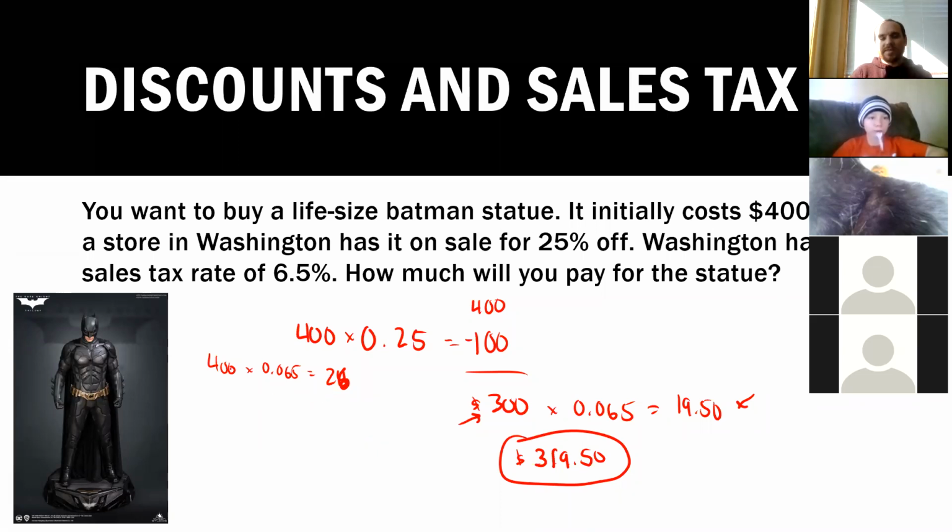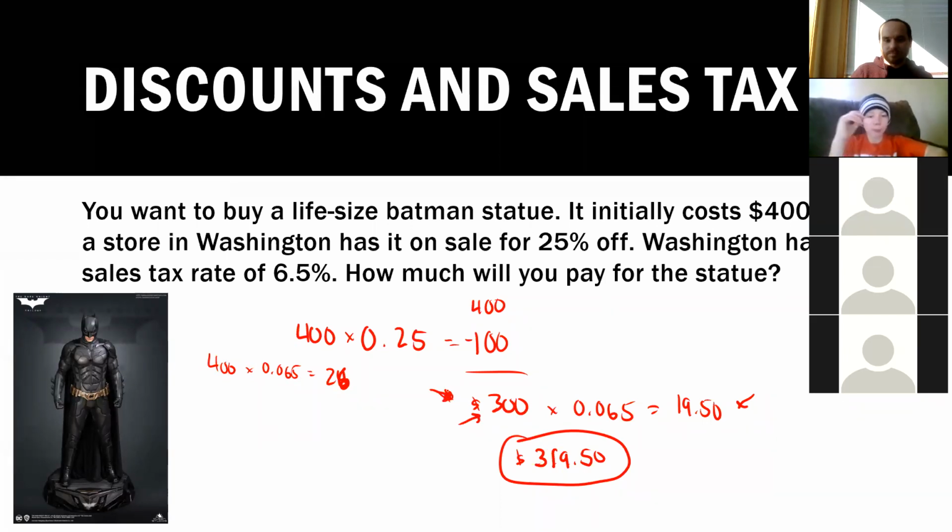But either way, this would be calculating the sales tax based on the original price. The sales tax is calculated based on the final sale. So it's based on this 300. My mistake was that I thought this was like the one on the assignment, so I thought it was 20% off. Oh, yeah, no, it was 25%. Okay.